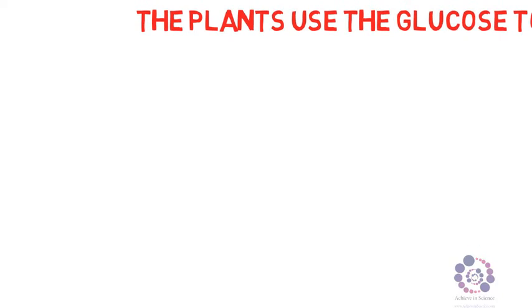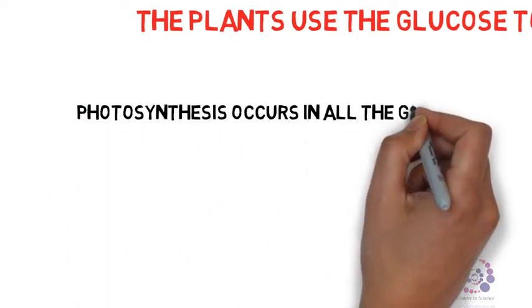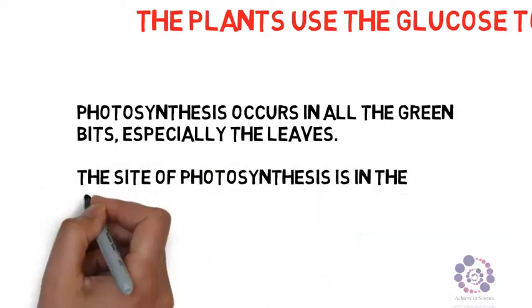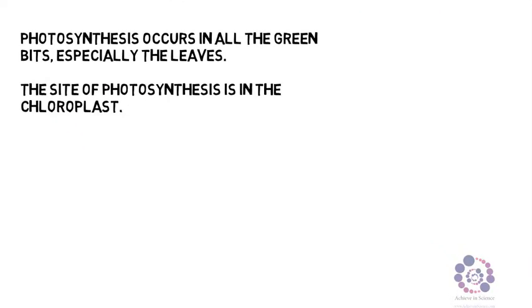Now in a plant, photosynthesis occurs in all the green bits, especially in the leaves. Within a cell, the site of photosynthesis is within the chloroplasts.